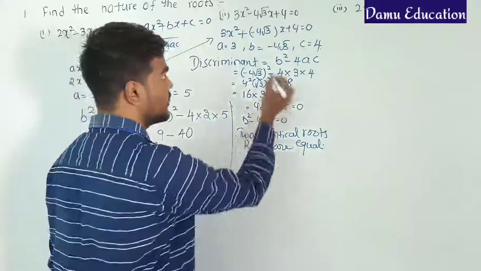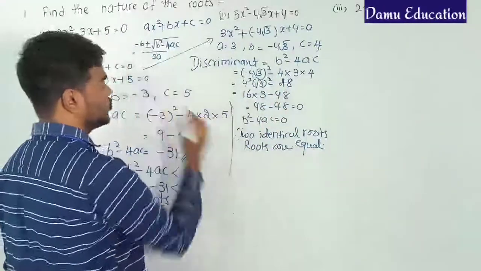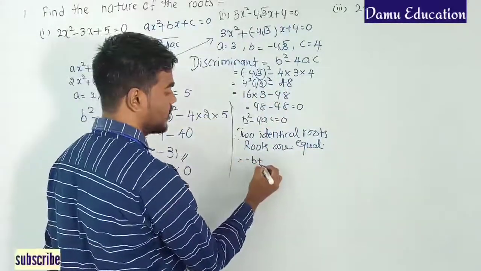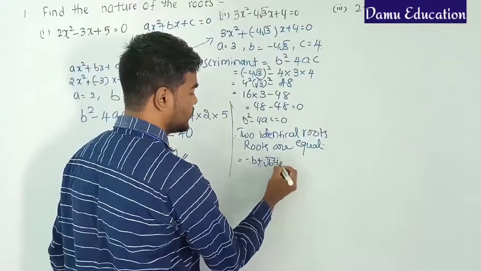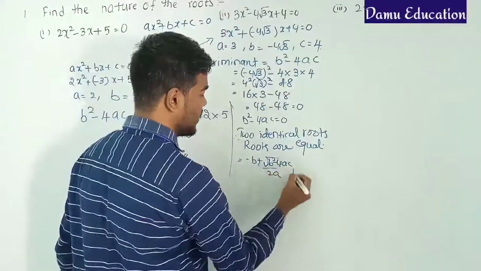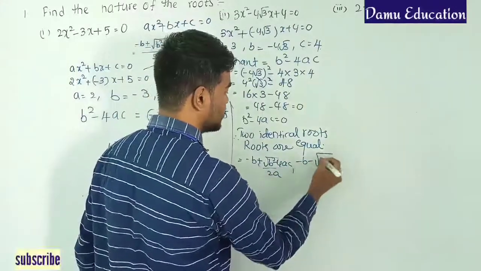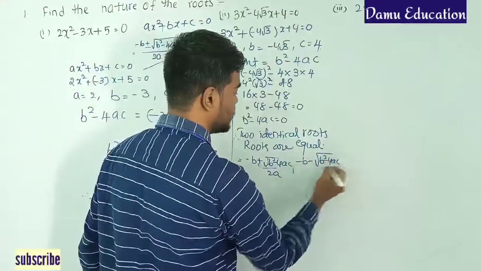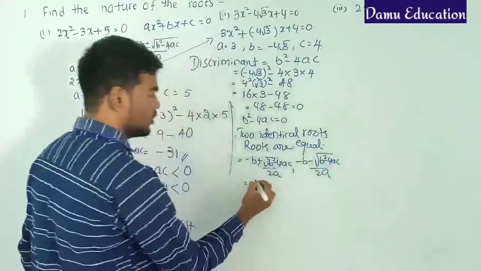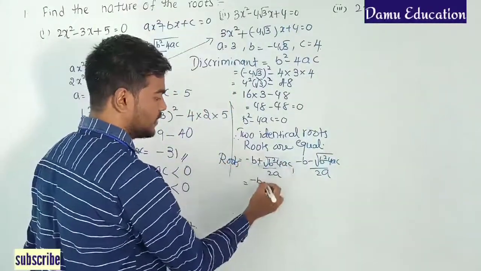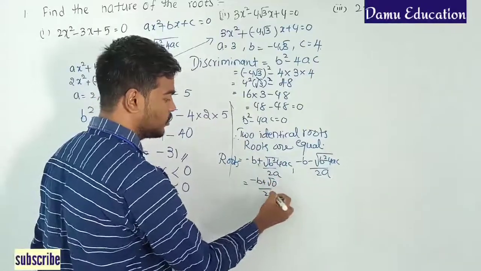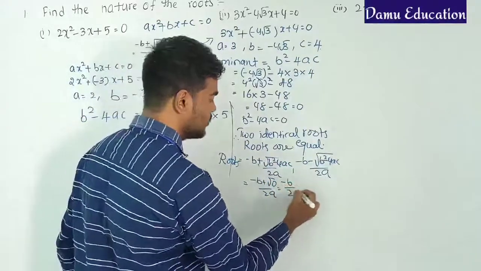So here b square minus 4ac. Let's substitute in this. The roots are minus b plus square root of b square minus 4ac by 2a, and minus b minus square root of b square minus 4ac by 2a. So these are the roots. Here b square minus 4ac is 0, and the square root of 0 is 0, so the root is minus b by 2a.